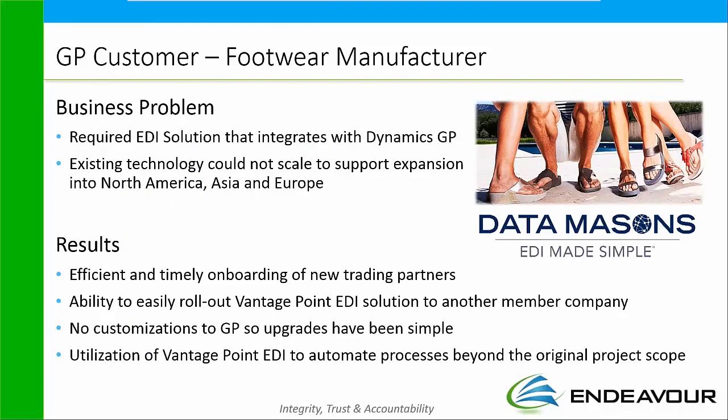So real quickly, just a little bit of a success story we have. We have some more details out on our website, and we've got some information here from Scott from you as well. But we actually had a footwear manufacturer who needed to integrate with Dynamics. They were expanding beyond just North America into other countries. And for them, what was really critical was being able to quickly onboard new trading partners. I think they did about 15 new partners over the course of a few weeks. Very, very critical to the business. Being able to roll out the Vantage Point EDI solution to another member company, and again, doing all of that within the original budget with no modifications was very critical for them.